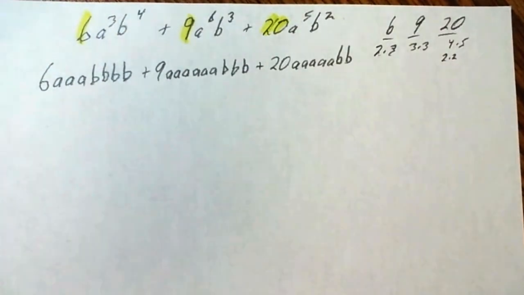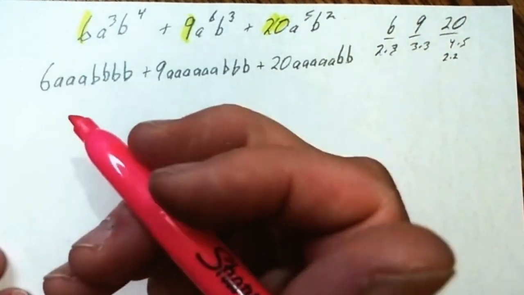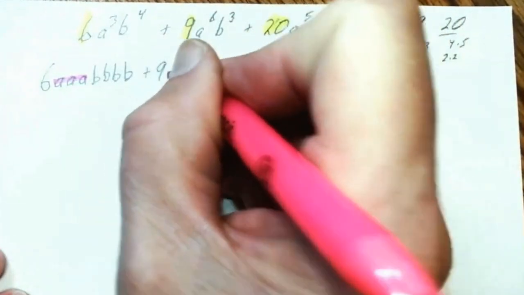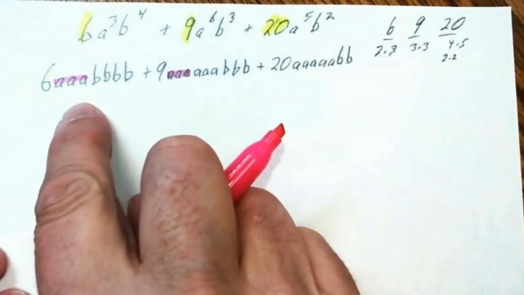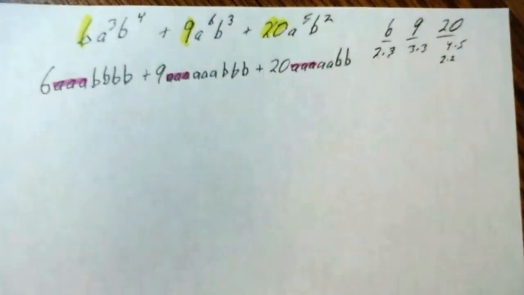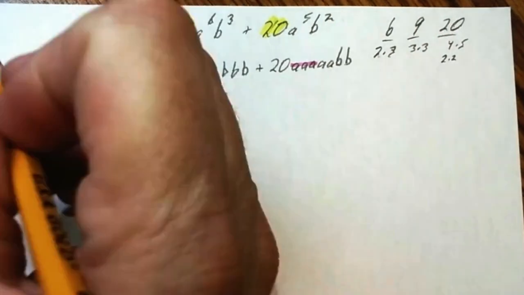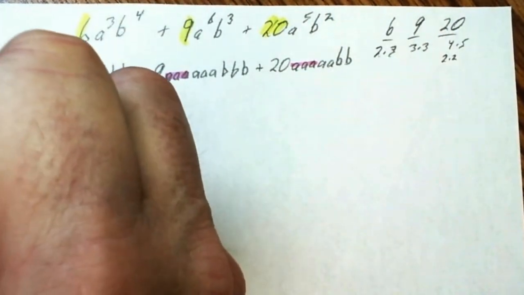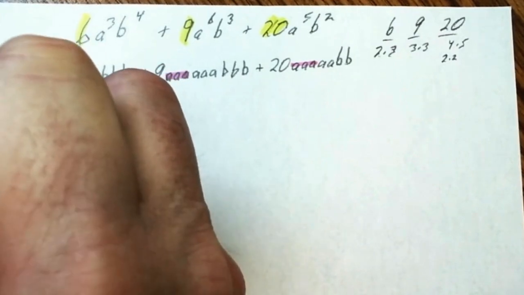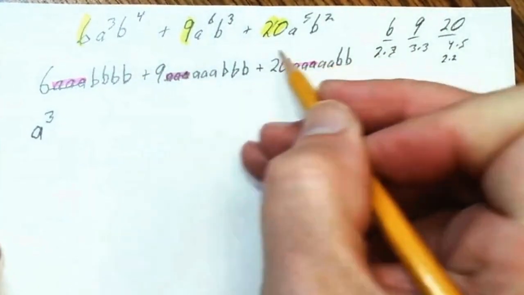So now let's start with the A's. So this has 3 A's, which this also has 3 A's. It's got more than 3, but this one doesn't, so we can't pull out more than 3. And this one has 3 A's. So there are 3 A's in each of those terms. So we can pull that out to the front as A to the 3rd, and that will factor out of each one of those.